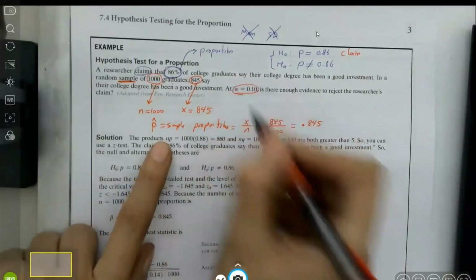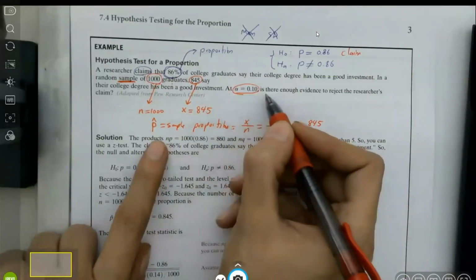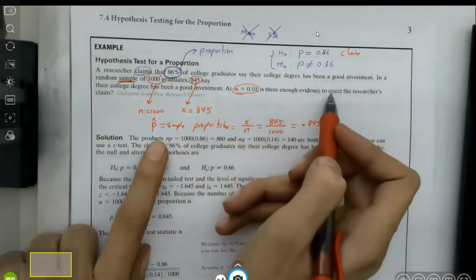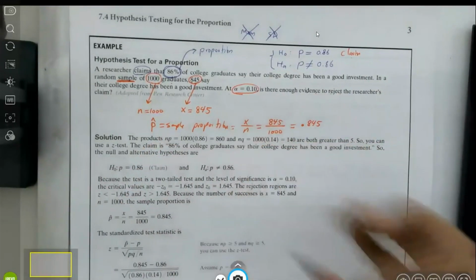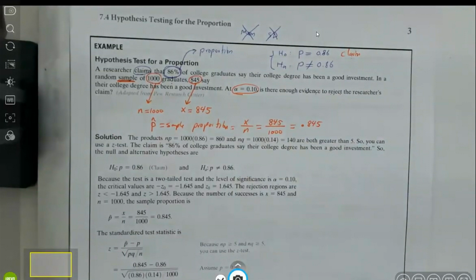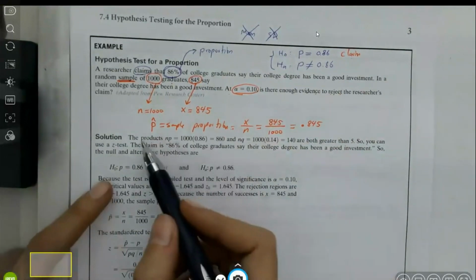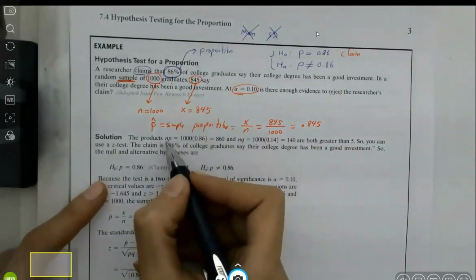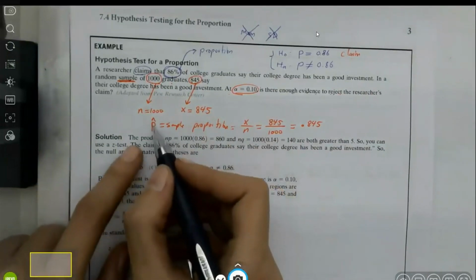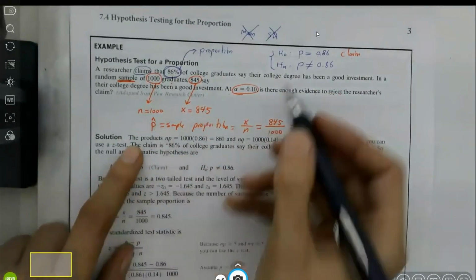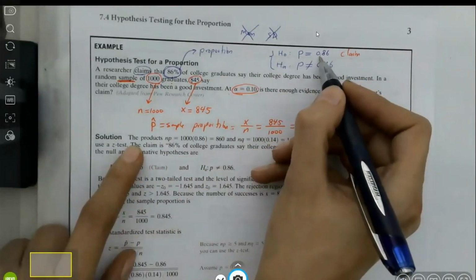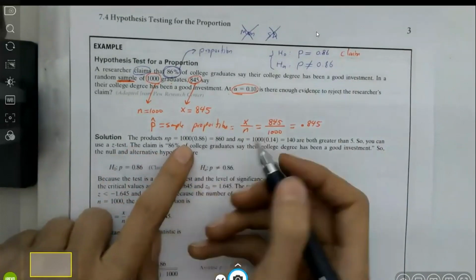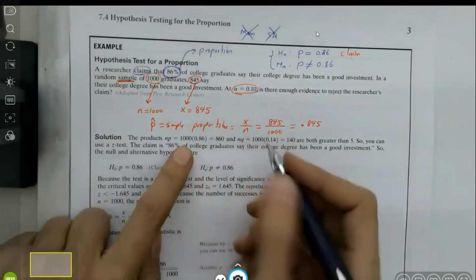Alpha is given to us, 10%. At 10%, is there enough evidence to reject the claim or reject the null hypothesis? Well, they have to follow the instruction. First, check to see if it satisfies normality or not. N times P. Guys, this is p, not p-hat. P is 86%, 0.86. So 1,000 times 0.86 is 860, which is of course greater than or equal to 5. We don't have any problem with that.